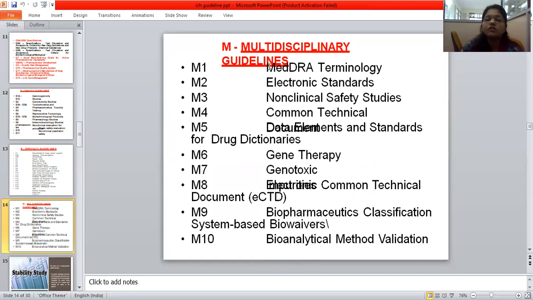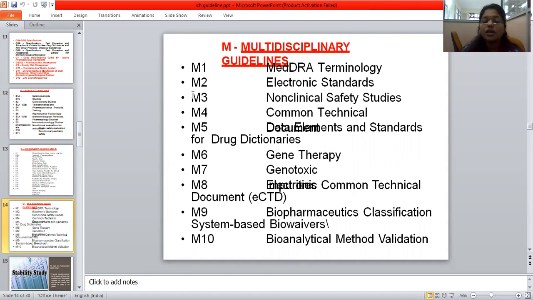So this terminology which is given in that particular medical dictionary, which is given in the M1 guideline. M2 guideline for the electronic standard, whatever data we are covering in our pharmaceutical industry, that electronic standard for that new drug application, ANDA application. So whatever the regulatory requirement, like whatever the electronic standard we want to generate or submit to different regulatory agency, which is given in this their standard, which is given in the M2 guideline.